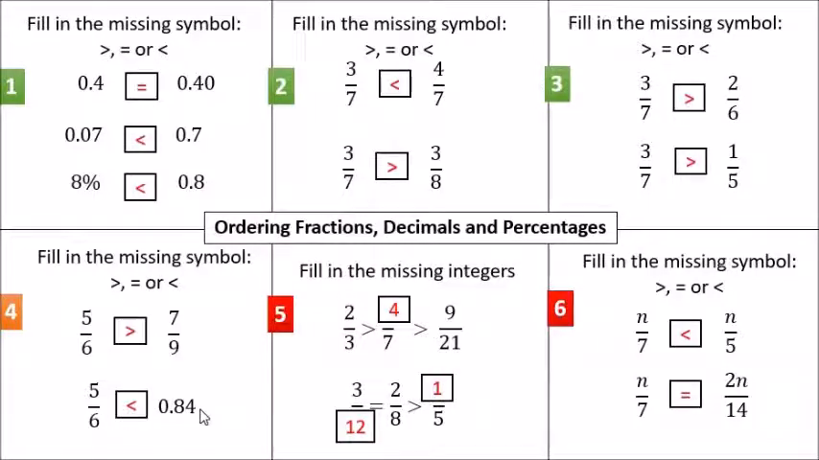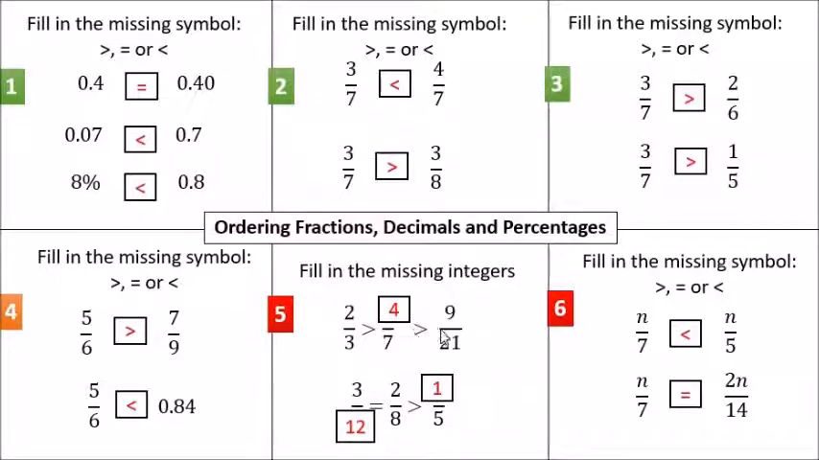Here we have 5 sixths and 0.84. We could convert the 0.84 to a fraction and figure it out that way, but if we do 5 sixths into a decimal, 5 divided by 6, we end up with 0.83 recurring, using the bus stop method. And that is less than 0.84, because in 0.83 recurring, the 3 in the hundredths column is smaller than the 4 in the hundredths column here.